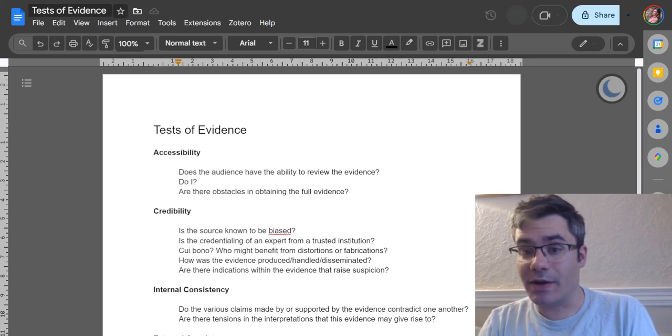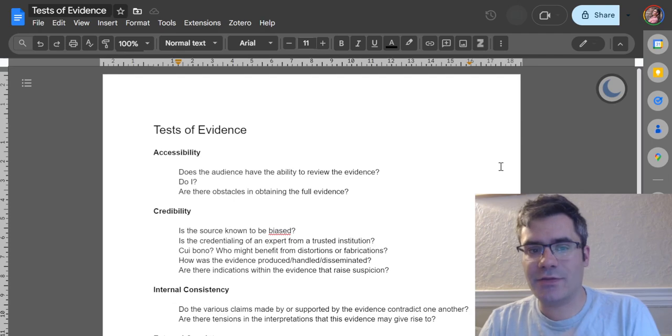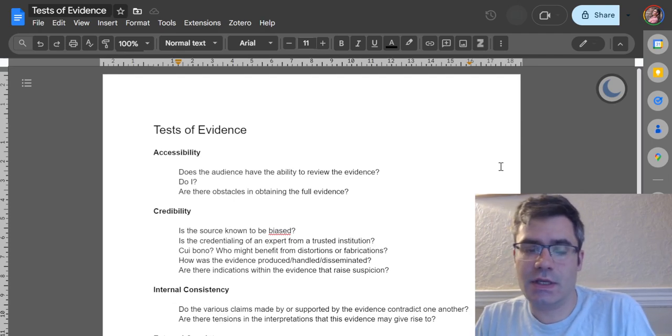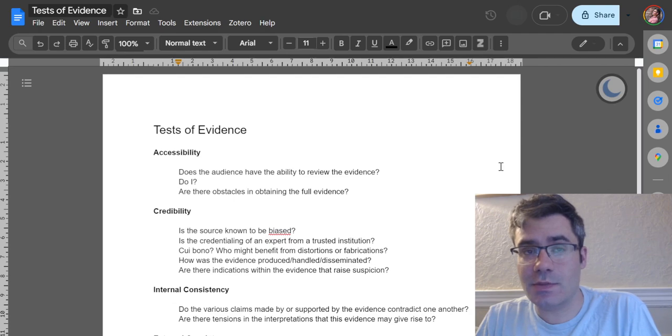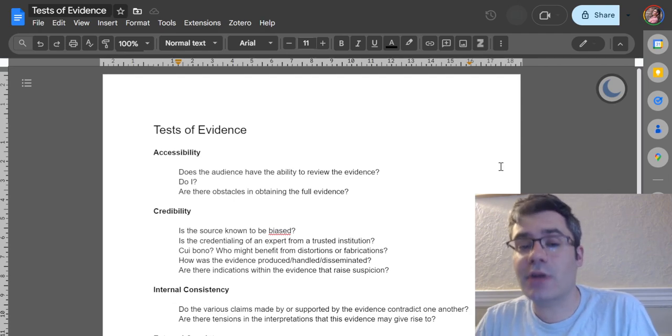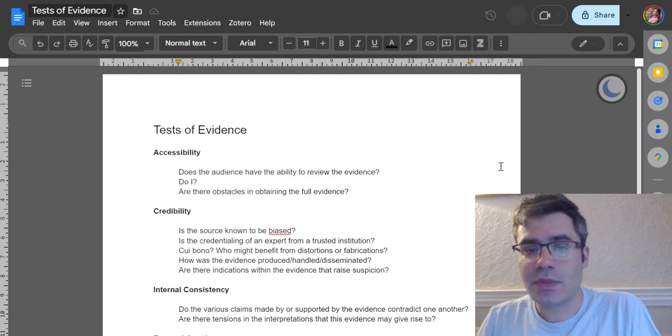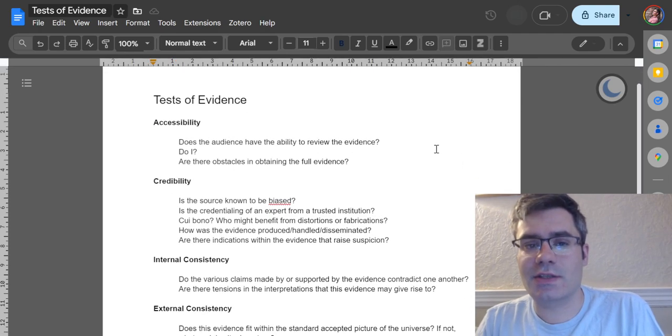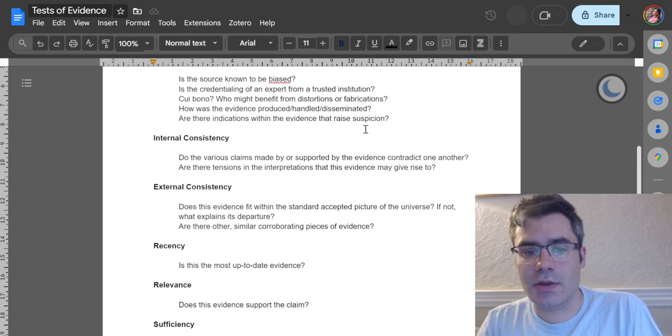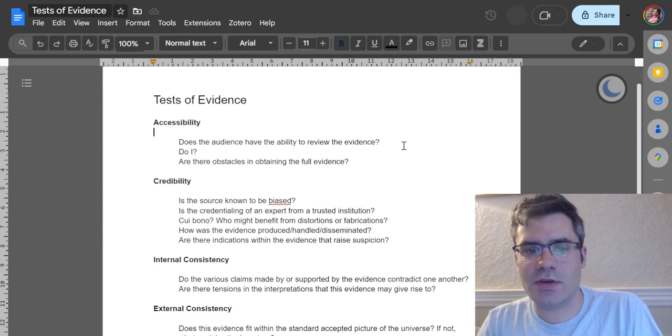As you are preparing a speech, you have to evaluate the evidence that you have found to support your arguments, as well as the counter evidence that support counterclaims. So here we're going to introduce this concept of tests of evidence, and there are, I think, 7 different tests of evidence we're going to look at.